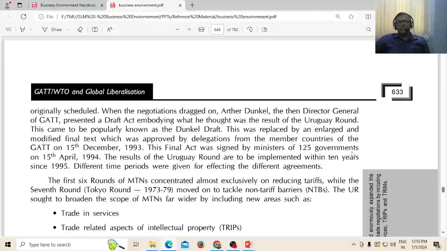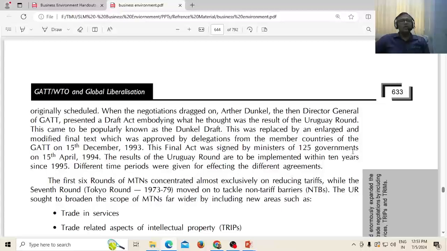When the negotiations dragged on, Arthur Dunkel, the then Director General of the GATT, presented a draft act, conveying what he thought was the result of the Uruguay Round. This came to be popularly known as the Dunkel draft. It was drafted as an enlarged and modified final text, which was approved by the delegations from the member countries of the GATT on 15th December 1993. Thus, the final act was signed by the ministers of 125 governments on 15th April 1994.